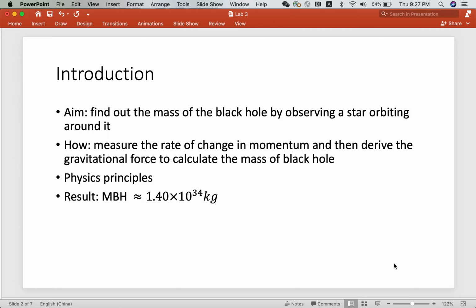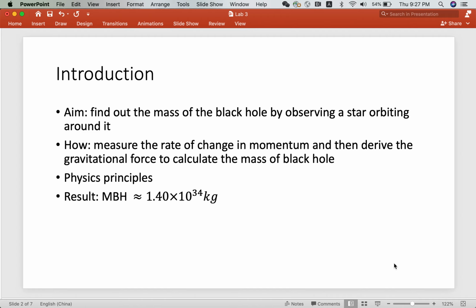Here's the introduction. The aim of this lab is to find out the mass of the black hole by observing a star orbiting around it. So how to do that? We first measure the rate of change in momentum and then derive the gravitational force to calculate the mass of the black hole. And I will discuss the physics principles later.